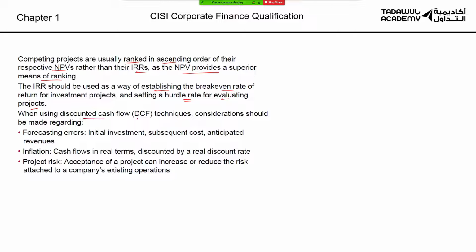When using the discounted cash flow techniques, like we just covered here, considerations should be made regarding forecasting errors. That's the biggest complaint, or the biggest criticism, of the IRR and the NPV. It's like saying, okay, look, these cash inflows you are expecting, how guaranteed are they to come in? I know for sure that my initial 75,000 is going to go out because I control that. But the inflows that are going to come in for the next 5 years, how sure are you they're going to come in? There's a chance they might not. Nothing is guaranteed.